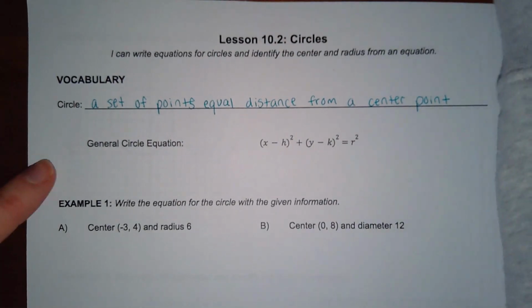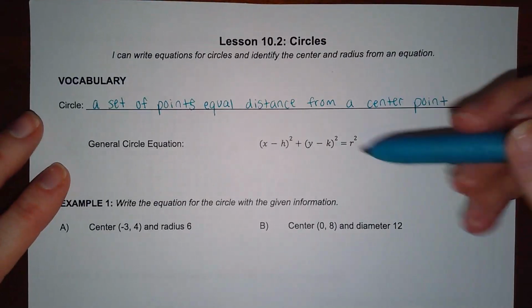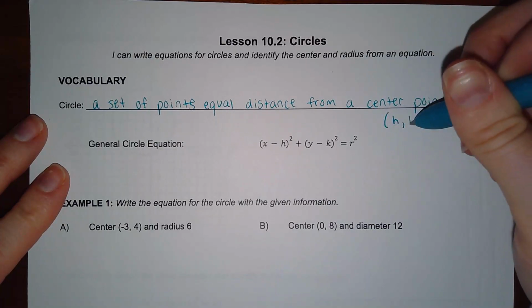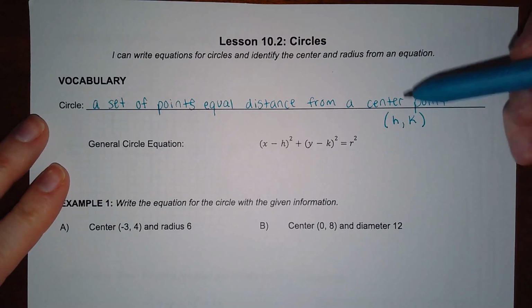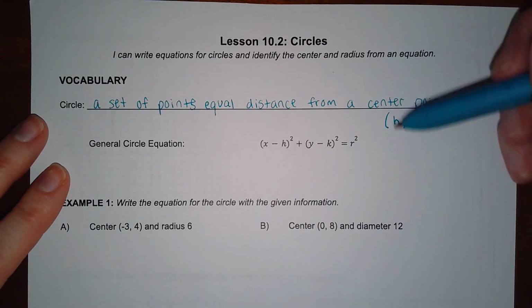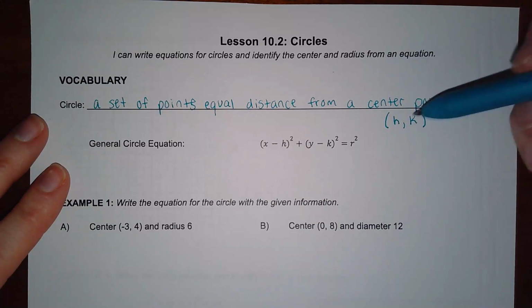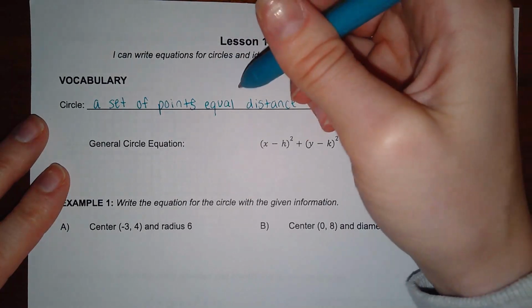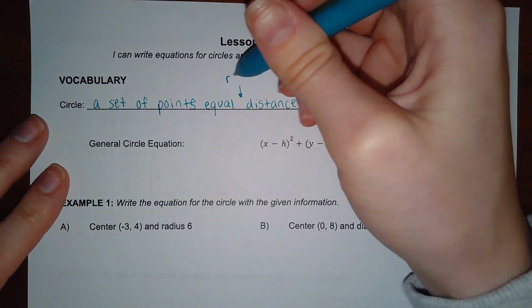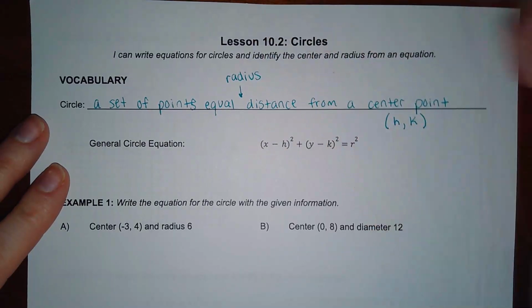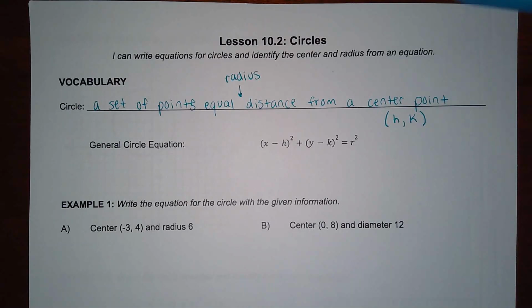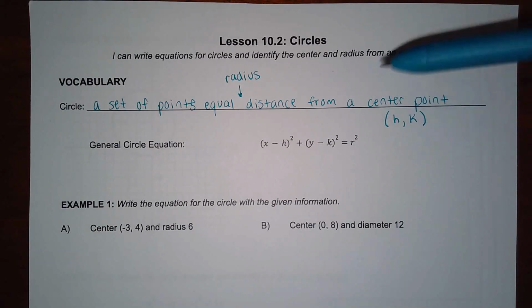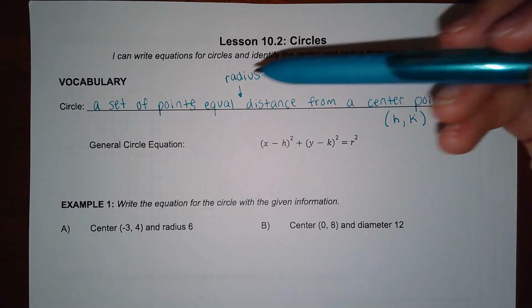So a circle is kind of defined by two things. One, the center of the circle. And we're going to think of the center as the point H, K. We just pick those letters to represent the center. H is the X coordinate, K is the Y coordinate of the center of the circle. The other thing is the distance to the center. That's what we call the radius. So we know that a circle has a consistent radius. Each point is the same distance from the center point, and that distance is called the radius.